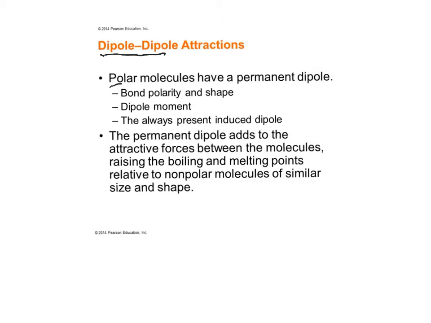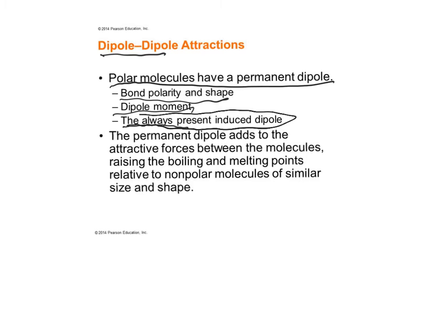So pretty much these involve things that have permanent dipoles. And remember bond polarity and shape. Do they have a net dipole moment? I'll come back to that in a second. Do they have a net dipole moment? If you can answer yes to all of those things, then you know that they're polar molecules and they have a permanent dipole. That means that they have a permanent partial positive and a permanent partial negative. And as I mentioned before, even these can still have further induced dipoles.